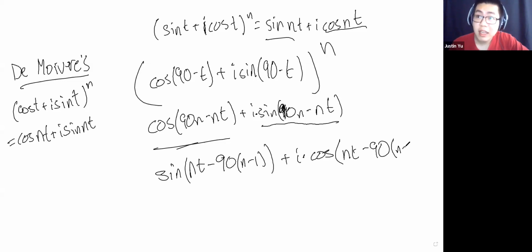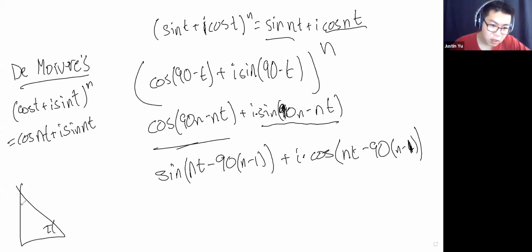Great question. Where did the 90 minus t come from? The idea is that if you have this triangle, and this is like 1, this is cosine t, and this is sine t, then we can express this both as a cosine of this angle and as a sine of that angle, which is how we obtain this equivalence. And then the other ones follow suit.